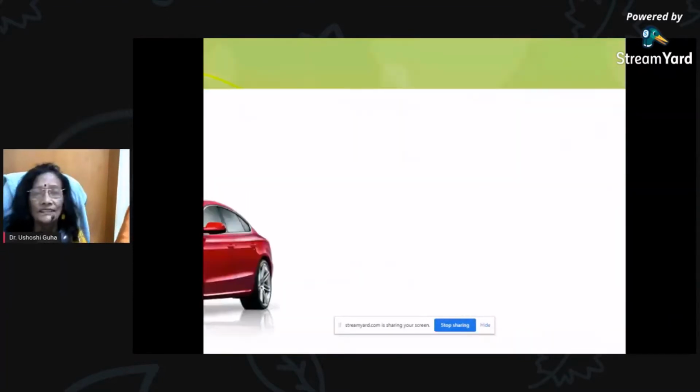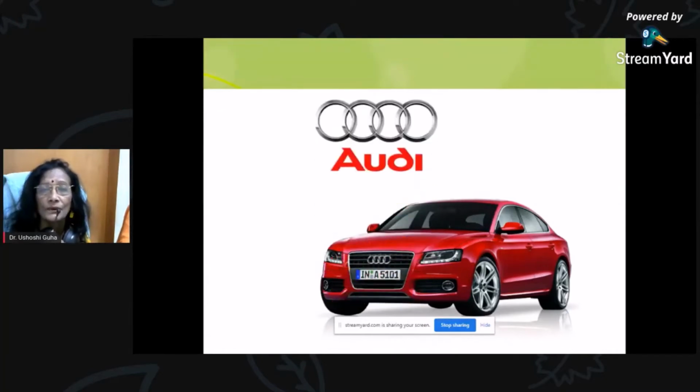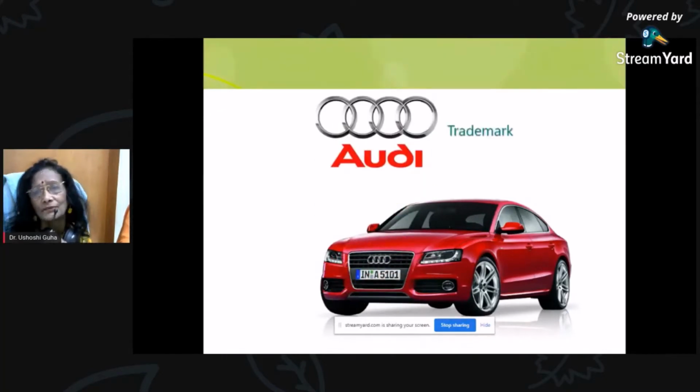Now, see the first example. We can see a car. Okay, this is an Audi car. Now, let's see how many IPs there are. Of course, all of us know, but once more, I would wish to say that this Audi, with those four circles, one within the other, you can have a trademark for this. The Audi name and the logo. You can trademark it. It is one of the IPs.